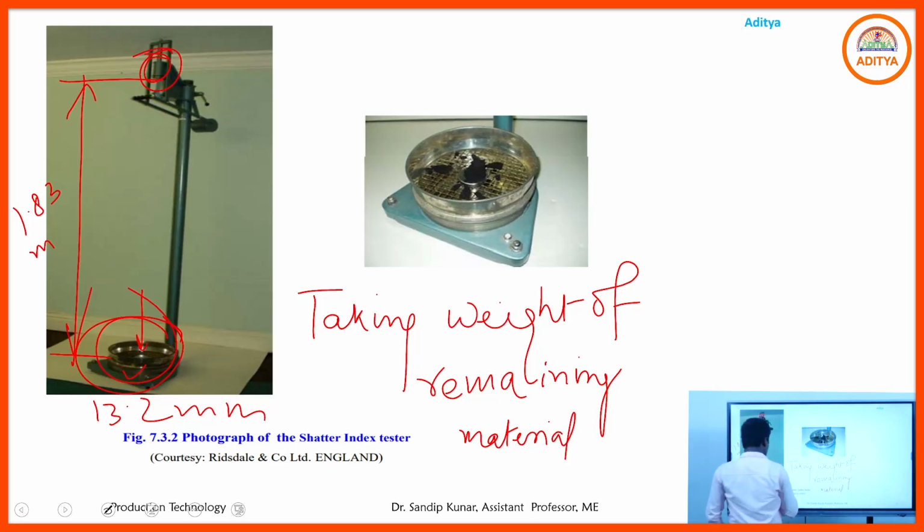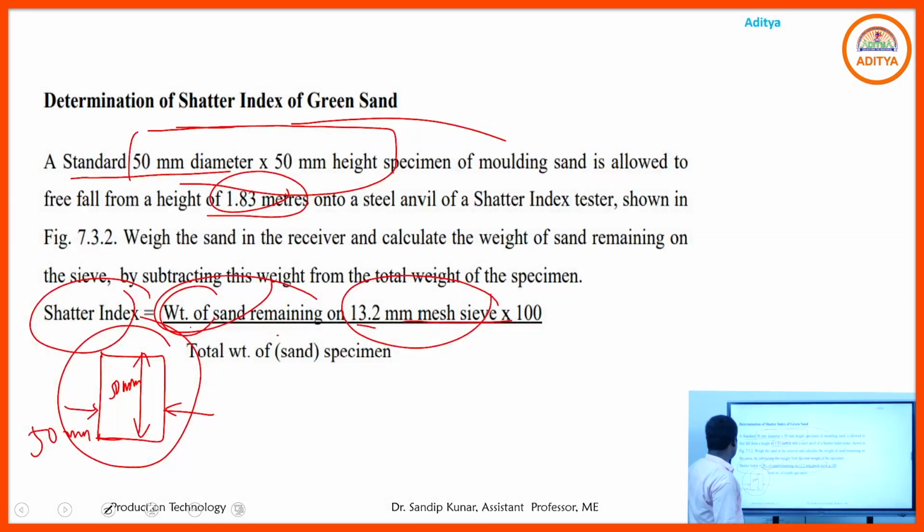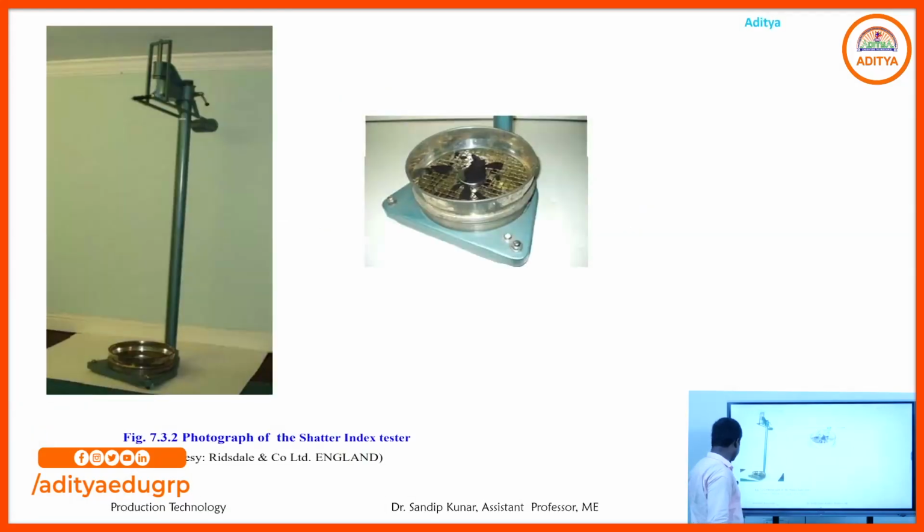Taking the weight of the remaining material present on the 13.2 millimeter mesh size sieve, then into 100, remaining weight WR into 100 by total weight. Total weight, that is called the Sator index. In that way we measure the Sator index.